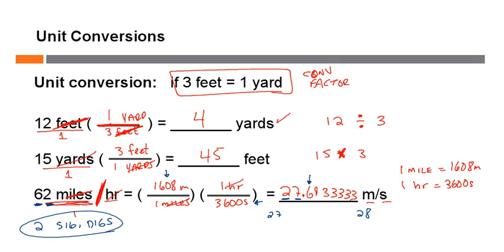27.69 is a little bit closer to 28 than it is to 27. So properly, the answer here would be 28 meters per second. Now, I can hang with 27.7 meters per second. That would be okay. That's one more significant digit than we really ought to have. In physics, we're not really that persnickety about it.